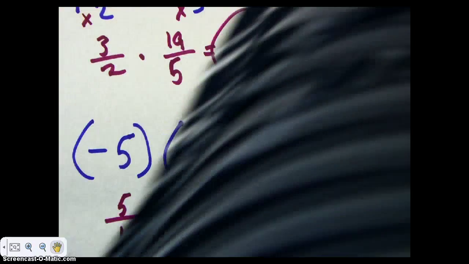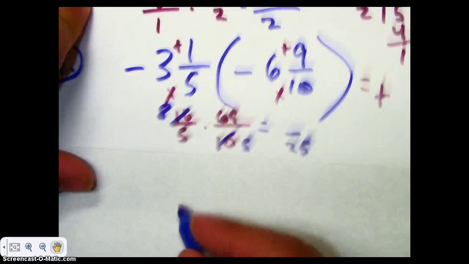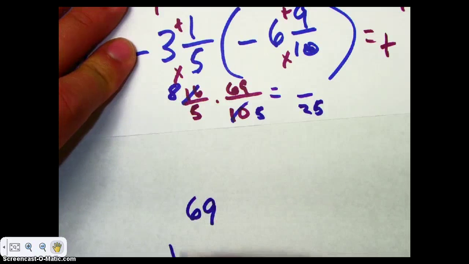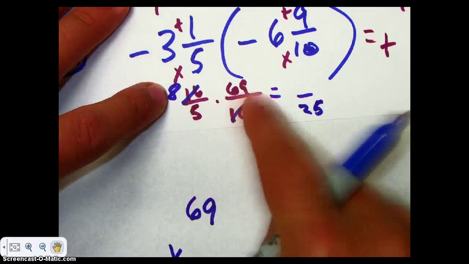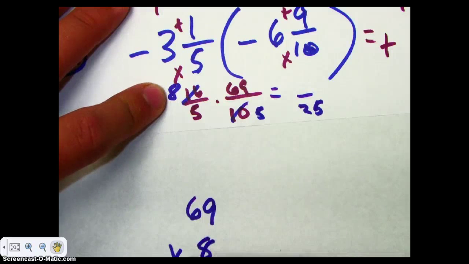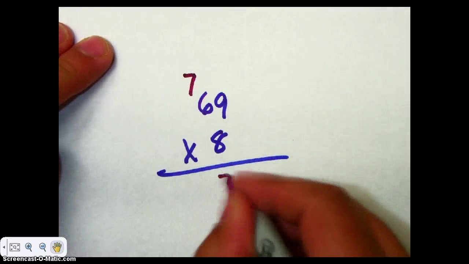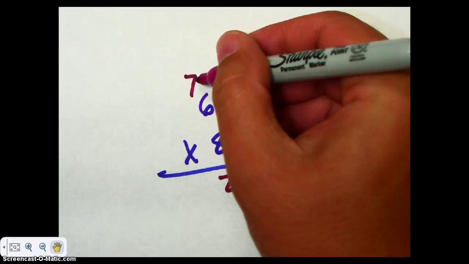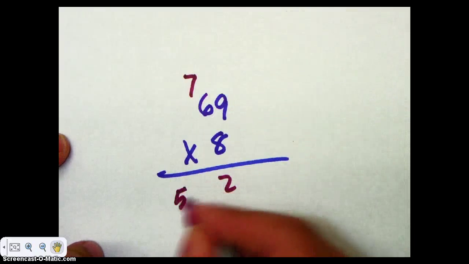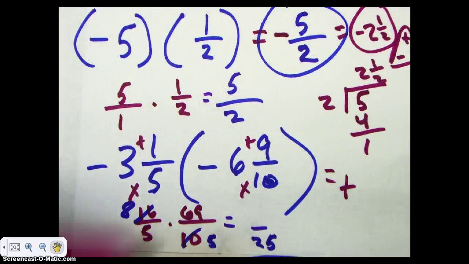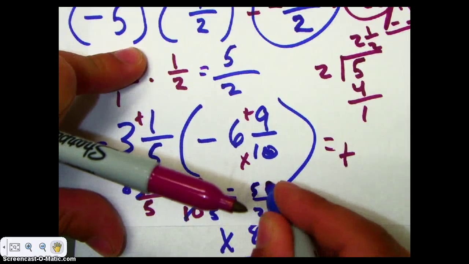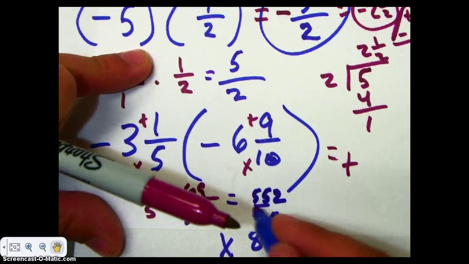8 times 69. Let's see. Let's just get another sheet of paper. And you can see why I cross-reduced here, because 8 times 69 you can see is much easier to do than 16 times 69. So we cross-reduced to make our numbers much easier to deal with. 2 times 8 is 72. 6 times 8 is 48. Plus 7 should be 55, I believe. So 552. So we have 552 over 25.